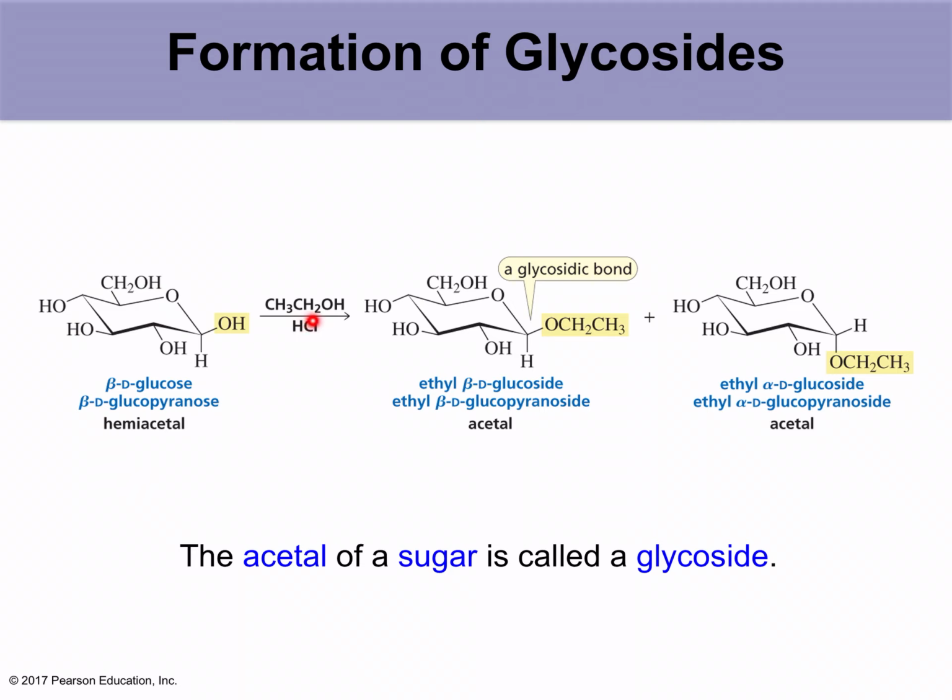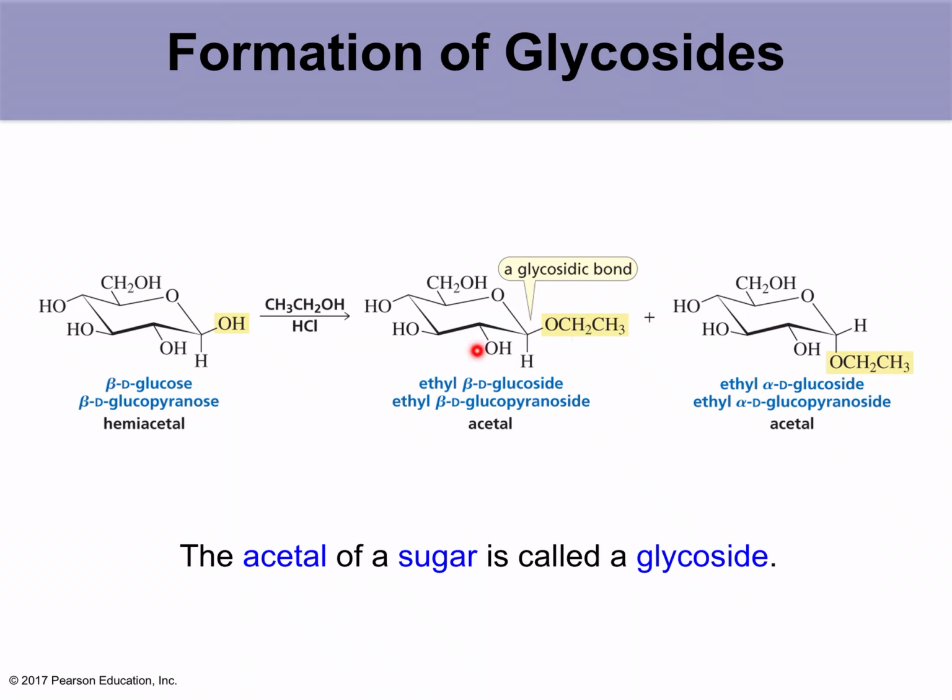Now you add ethanol to this one. When you add ethanol, this hydrogen, this OH group will be replaced by this ethoxy group. You see here? Now we call that a glycosidic bond. A glycosidic bond is this hydroxyl group at the anomeric carbon replaced by an alkoxy group. So this oxygen and this carbon, the anomeric carbon, we call it a glycosidic bond.